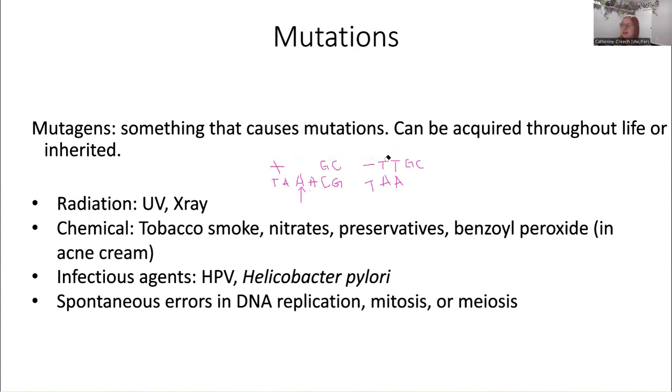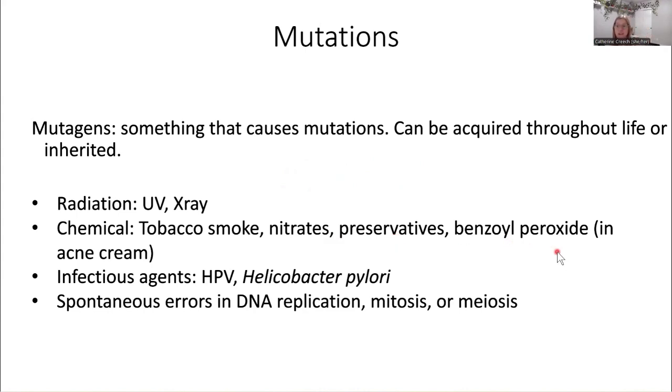We also can get mutations from certain kinds of chemicals. Examples being tobacco. We know that tobacco causes cancer. Nitrates are what we use to preserve meats. Preservatives in food in general. We have a lot of weird additives and preservatives in our ultra processed foods. Benzoyl peroxide, which is used in acne creams.